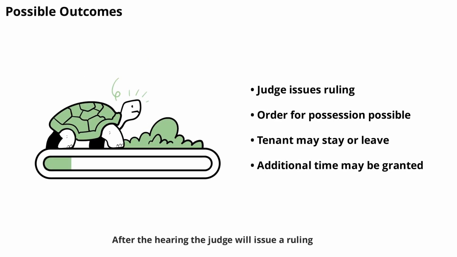After the hearing, the judge will issue a ruling. If the court finds in favor of the landlord, an order for possession will be granted, requiring the tenant to leave the property. If the tenant wins, they may be allowed to stay, or the case could be dismissed. In some cases, the court may grant the tenant additional time to move out or set conditions for remaining in the property. Understanding these possible outcomes helps both landlords and tenants know what to expect from the process.